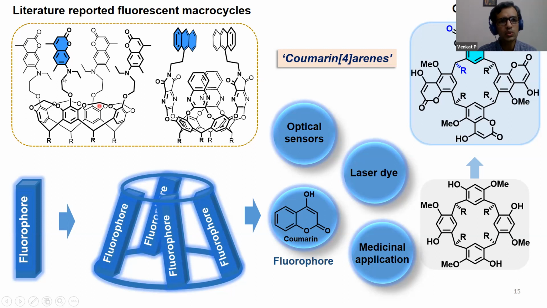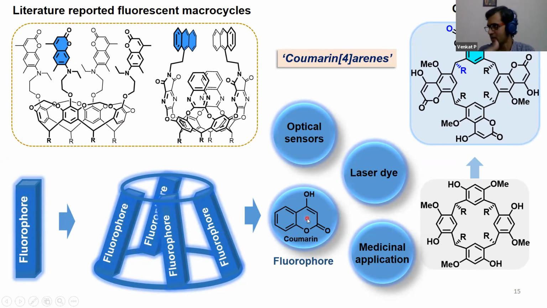What we thought was it is a very cumbersome process. Macrocyclic synthesis itself is tedious, and attaching a fluorophore onto it would be even more cumbersome, often resulting in poor yields. What we thought was we can replace these building blocks, the arene walls, by fluorophoric arene walls, and hence you can construct a macrocycle that is overall fluorescent in nature. So the immediate thought that came to our mind is coumarin.